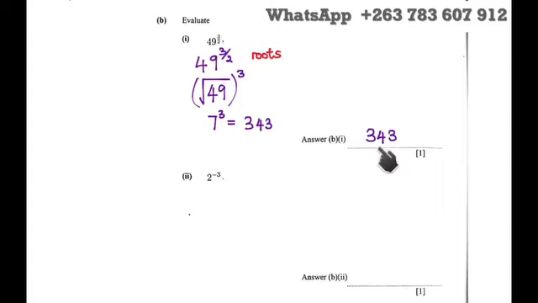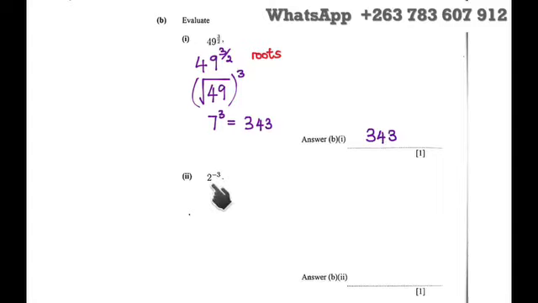Let's go to 5b. Evaluate 49 to the power 3 over 2. Under indices, we now understand that this type of indices are called roots. We will be finding roots here. So this denominator is the root, so the square root of 49, then this numerator will be the power of 3. The root of 49 is 7, to the power of 3. 7 to the power of 3 is 343, so this will be our answer.